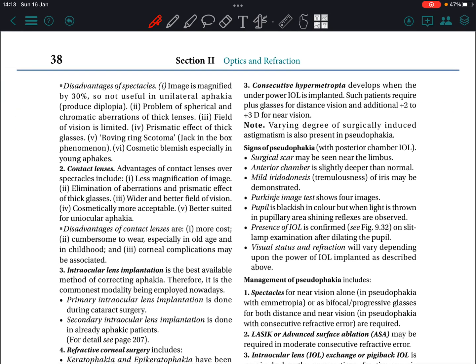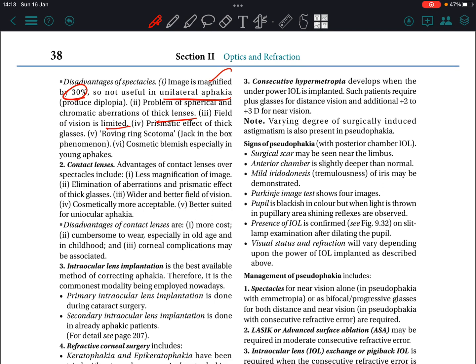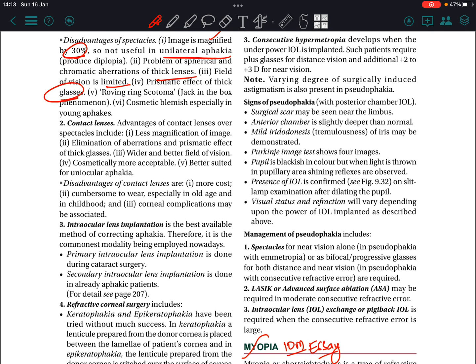Disadvantages of spectacles: image is magnified by 30%, so not useful in unilateral aphakia. Problem of spherical and chromatic aberration of thick lenses. Field of vision is limited. Prismatic effect of thick glasses. Roving ring scotoma.